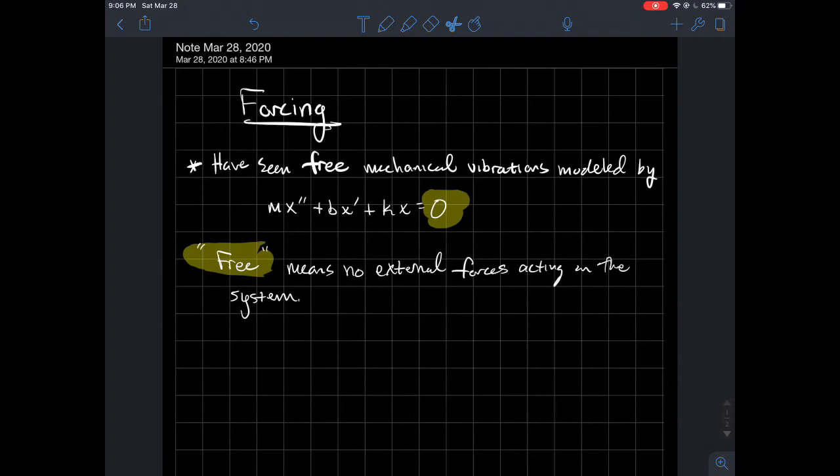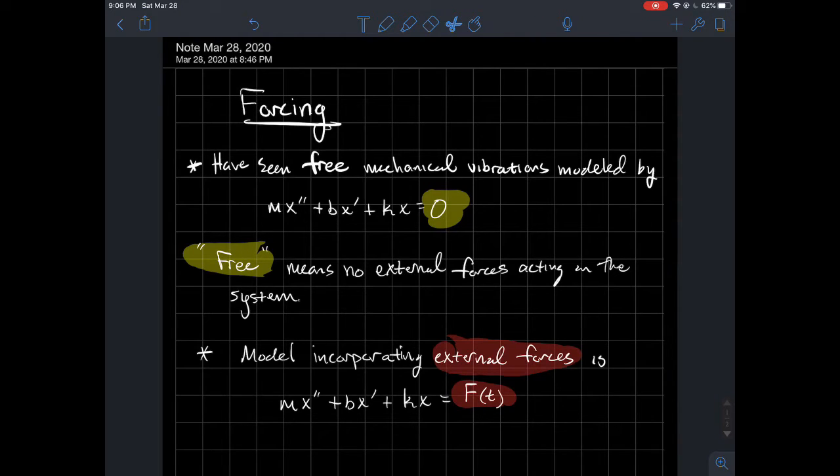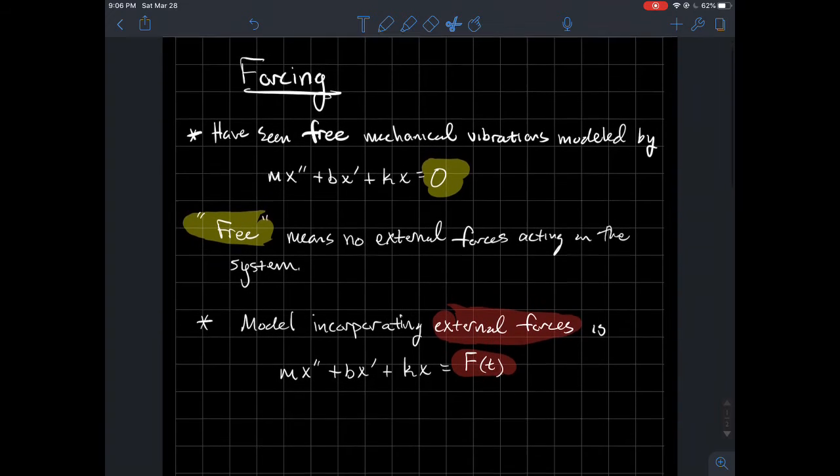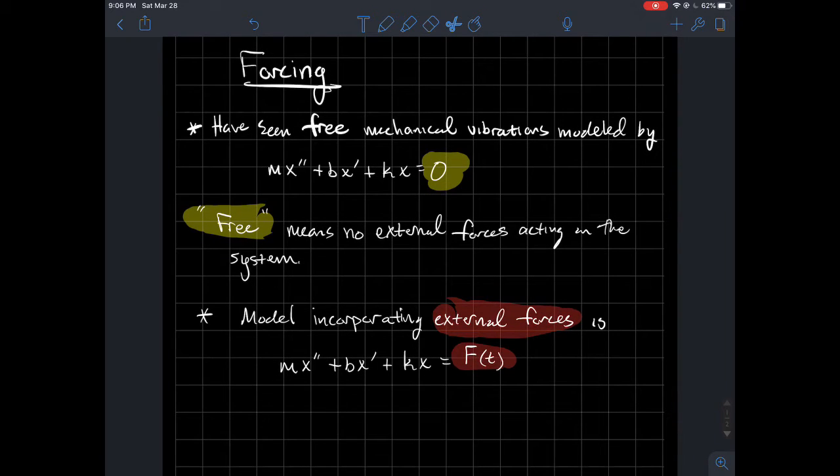In other words, there's no external force that's acting on the system. What we're interested in is what if there is some kind of an external force acting on the system? In that case, we'll just put that force on the right-hand side. Maybe that force is also some function of t.